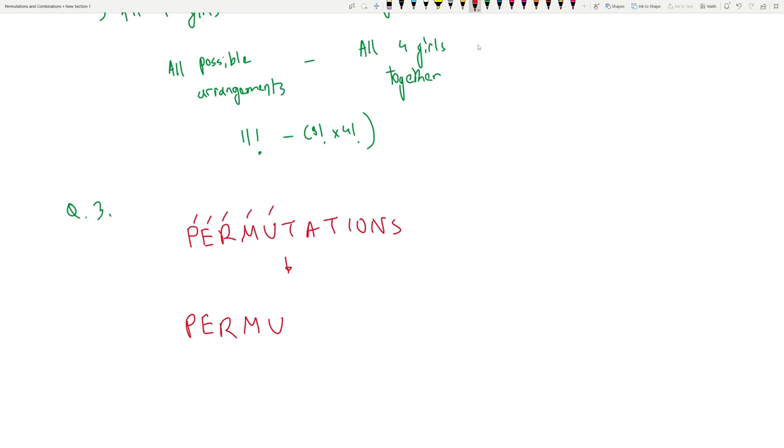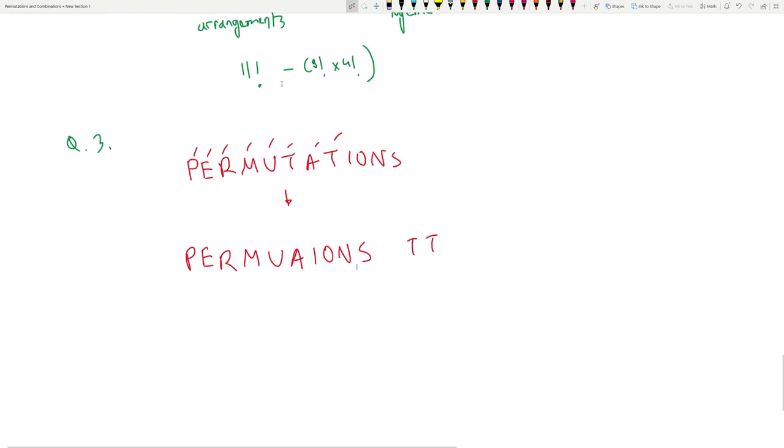Permutations. There are two T's, so I write them separately. There is one A, one I, one O, one N, one S. So the only repetition here is a T. PERMUAIONS, these are all unique.